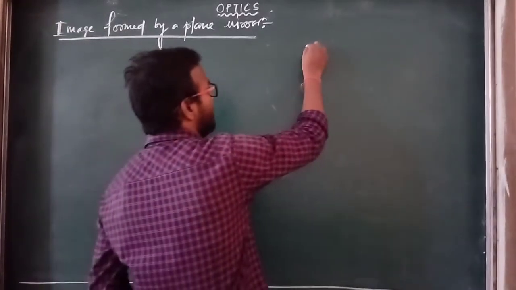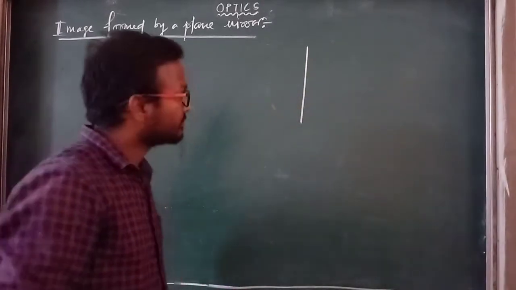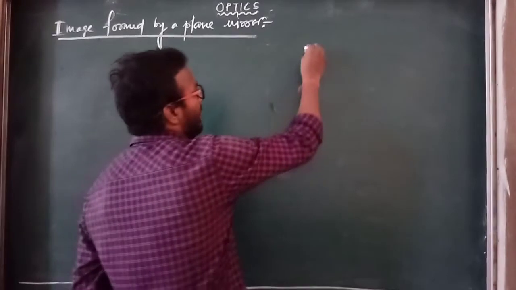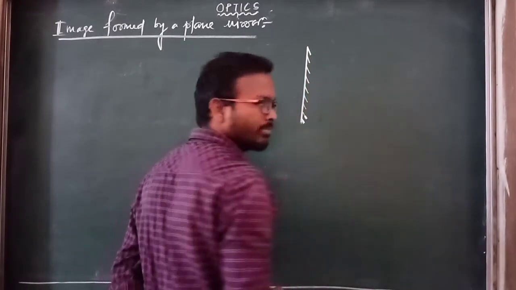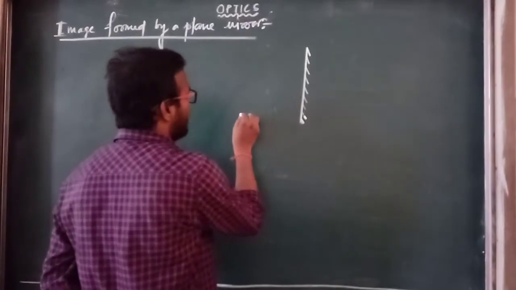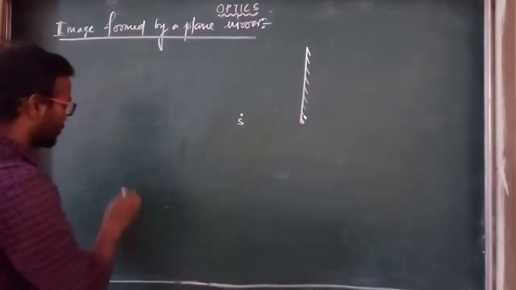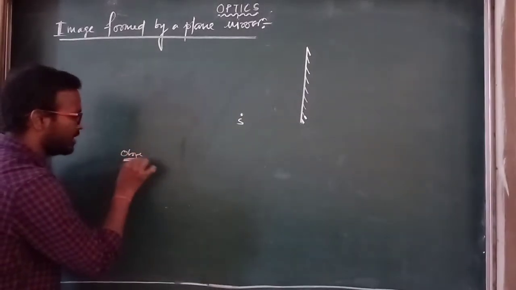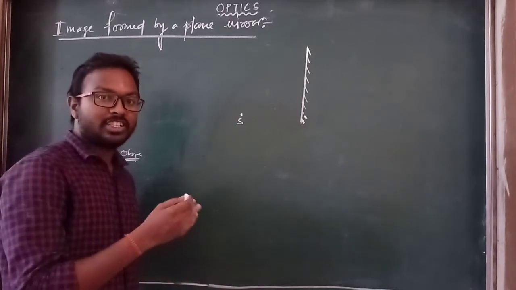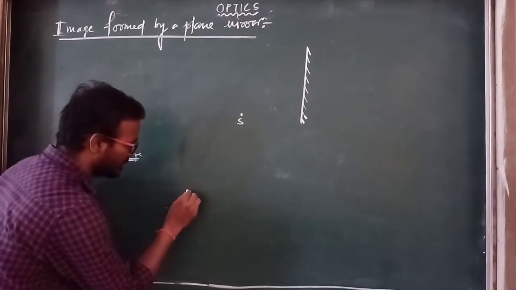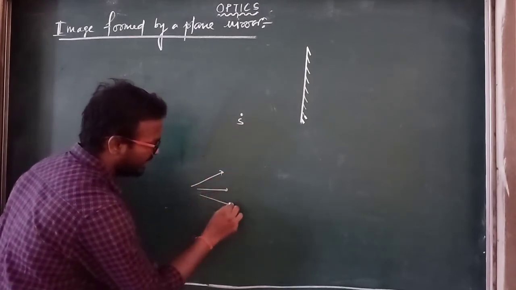Suppose there is a plane mirror like this. We already know what a plane mirror is. This is a plane mirror, and one side of the plane mirror is silvered. Suppose there is a point object or source. First we have to know what an object is. Object means the intersection point of rays. That means suppose these are the rays like this, and like this.